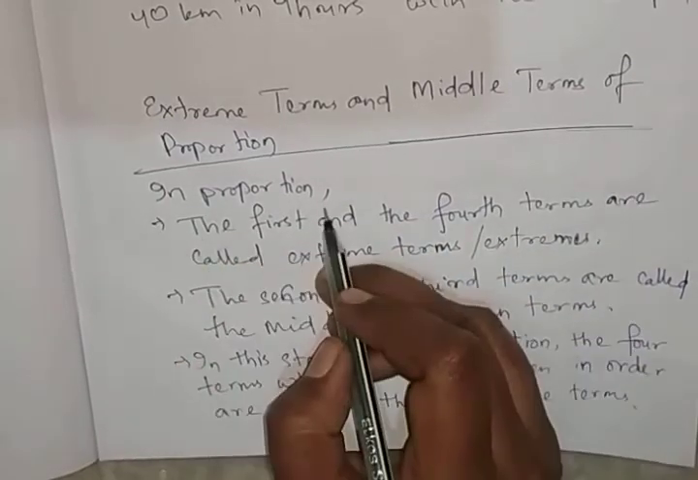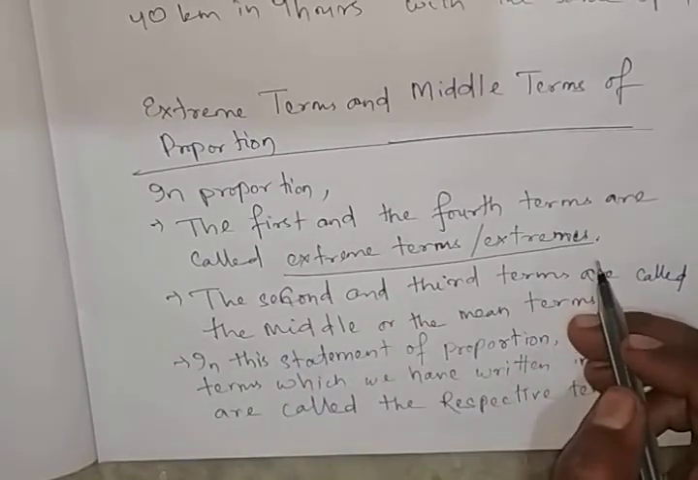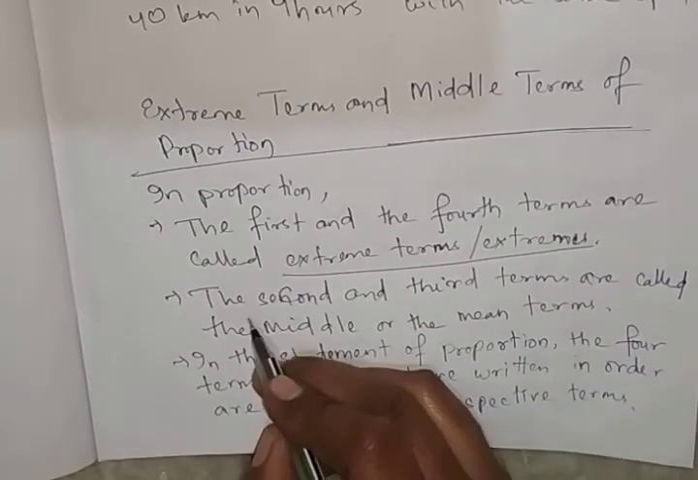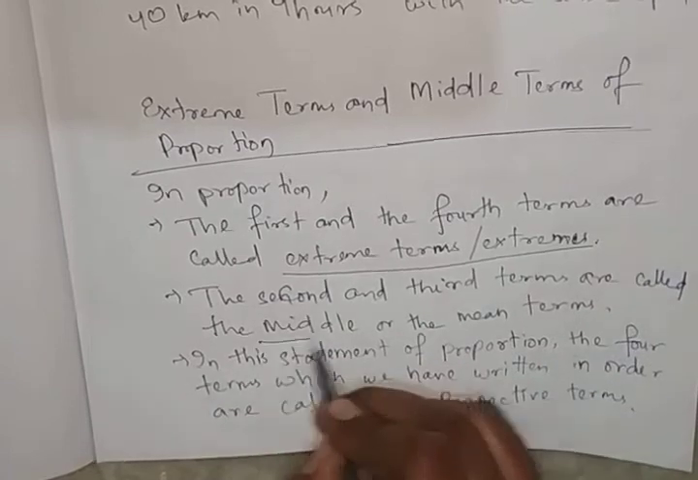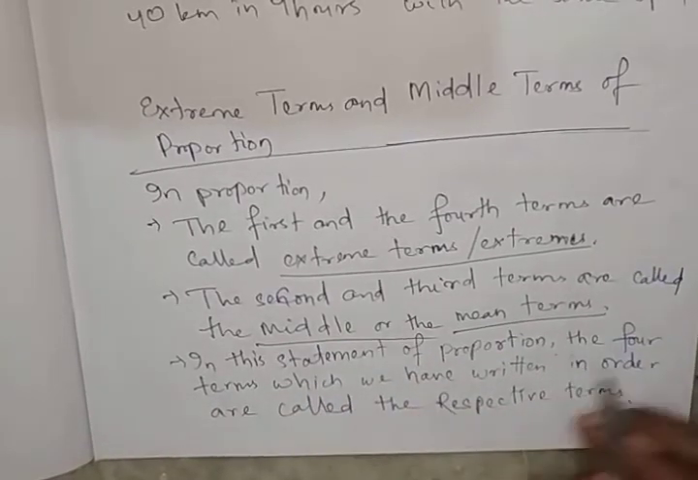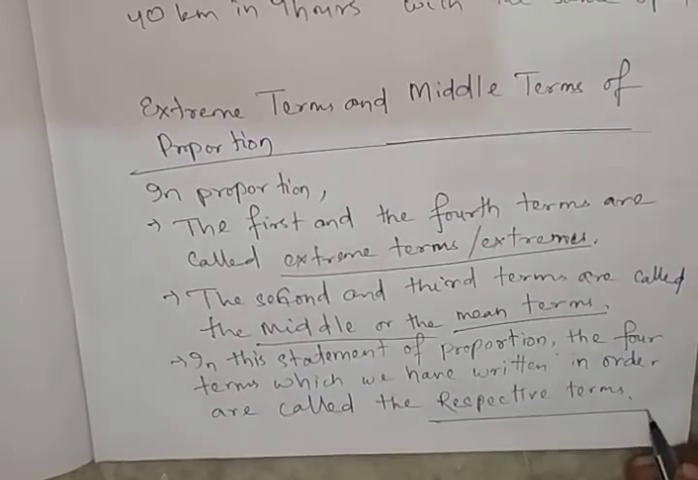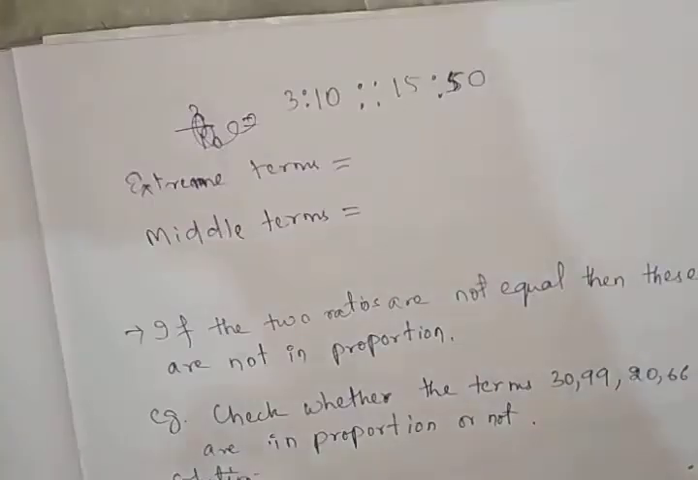In a proportion, the first and fourth terms are called extreme terms, or extremes. The second and third terms are called middle terms, or the mean terms. In this statement of proportion, the four terms which we have written in order are called respective terms. So let's see by example.